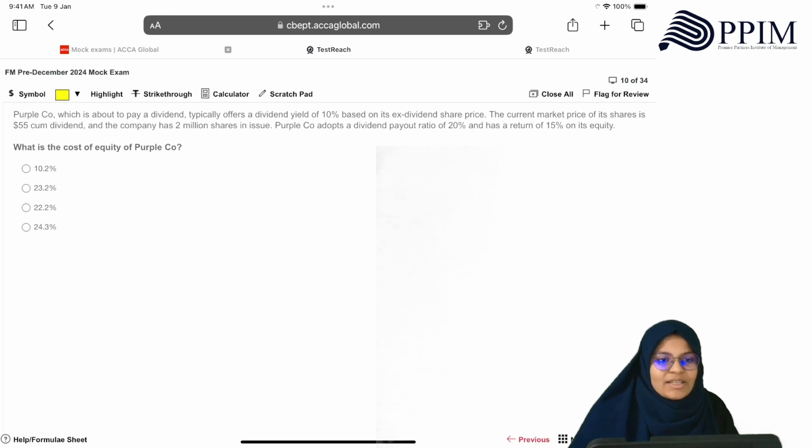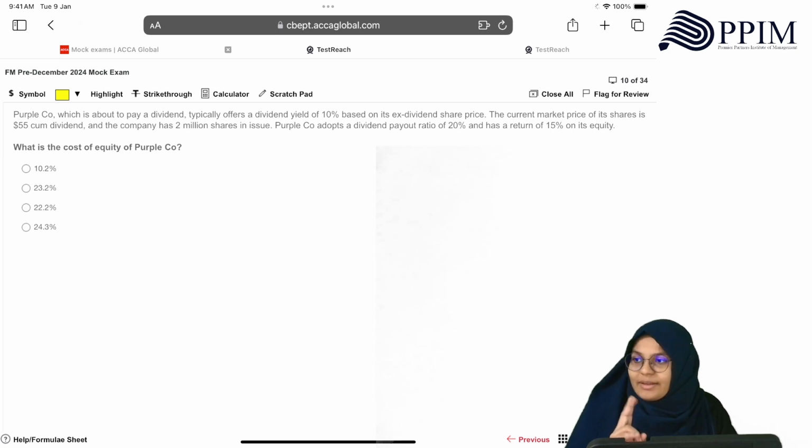Okay, what's the cost of equity of Purple company? Very simple. They are asking for the cost of equity. In our syllabus, there are only two ways to calculate it. One is the dividend valuation model. The second one is the capital asset pricing model, CAPM. Okay, so one of the two. I don't see anything to do with CAPM here, so most probably we have to use the DVM.